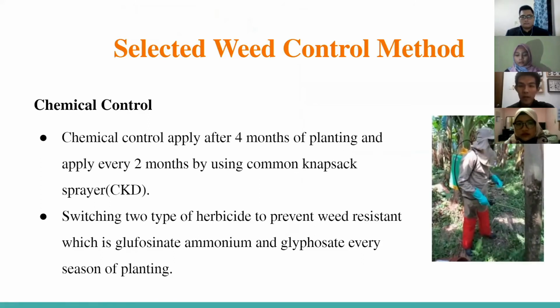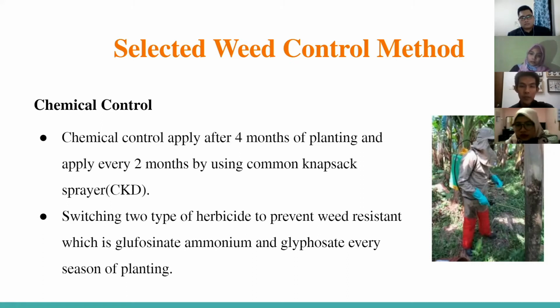So the chemical control is applied after 4 months of planting. The herbicide is applied every 2 months by using a common knapsack sprayer. The herbicide we use is the systemic herbicide and the contact herbicide with some systemic action. The reason for using the systemic herbicide is that for post-planting management, the systemic herbicide is more effective and more recommended for an established plantation.